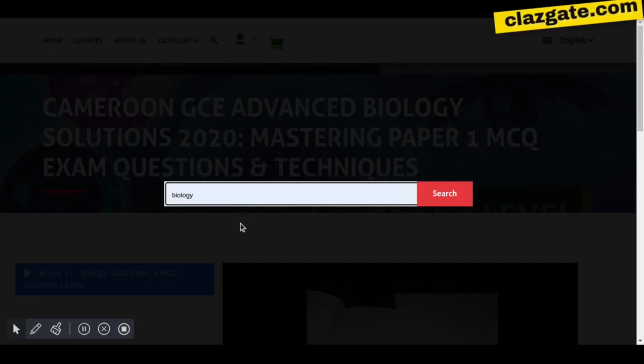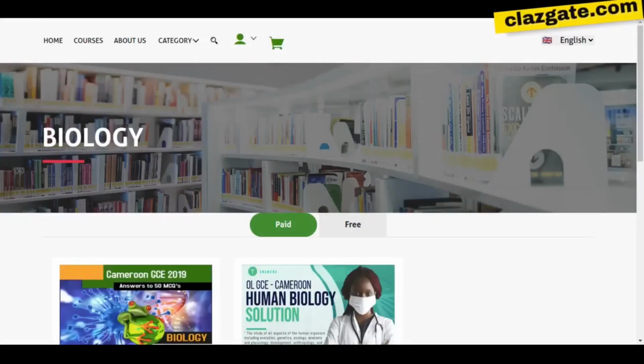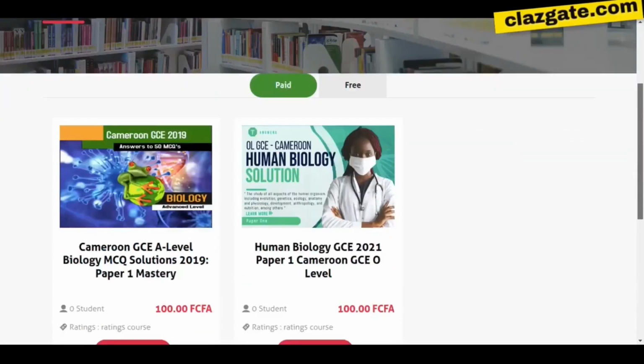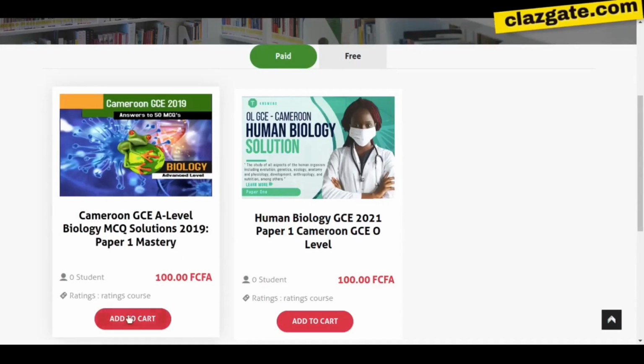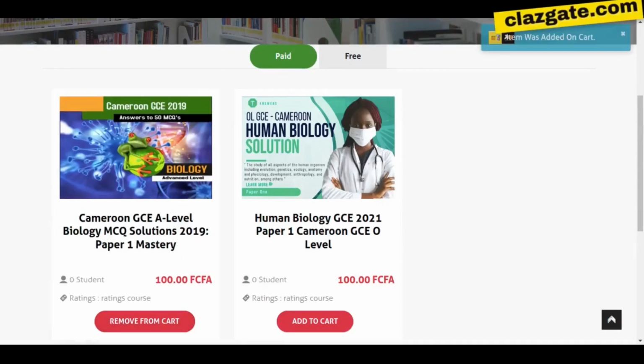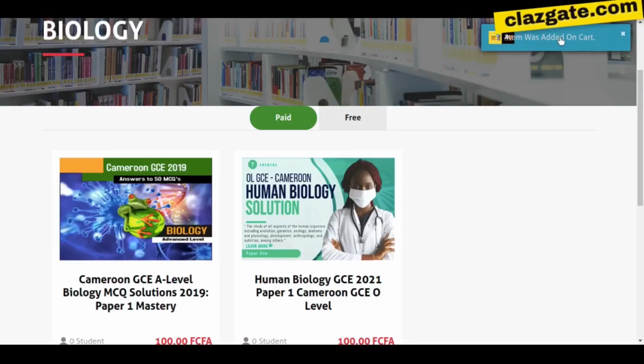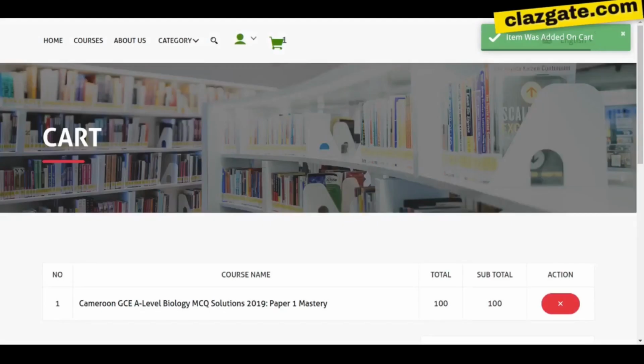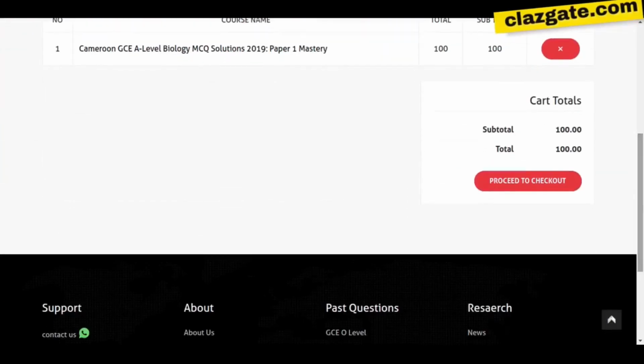We're searching biology again. To pay for services on ClassGate, this is what you want to do. You click the add to cart button, and you select this blue notification right here, and you're redirected to the checkout. You can see this is the cart icon right here. You can also click it to be redirected to the checkout. And here, proceed to checkout.